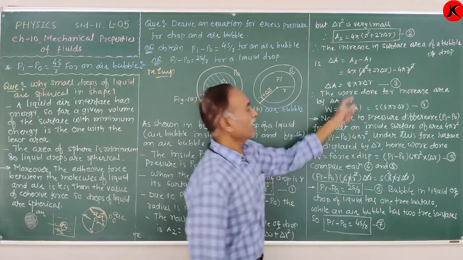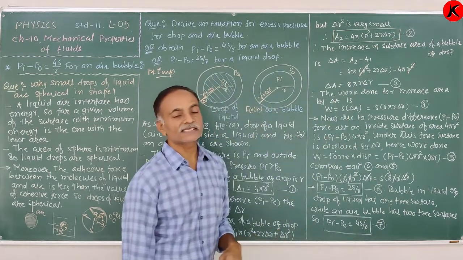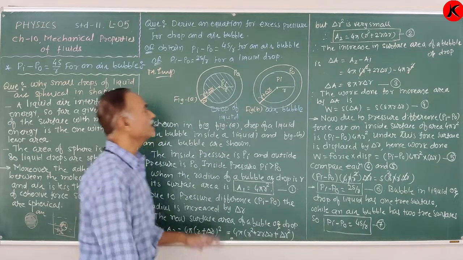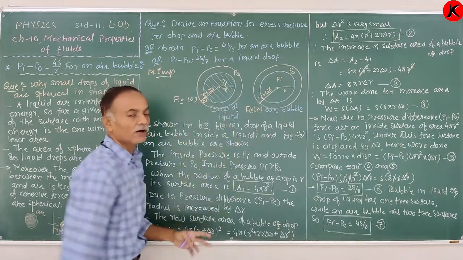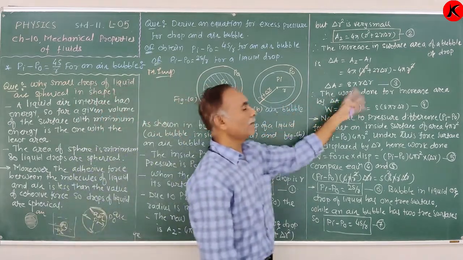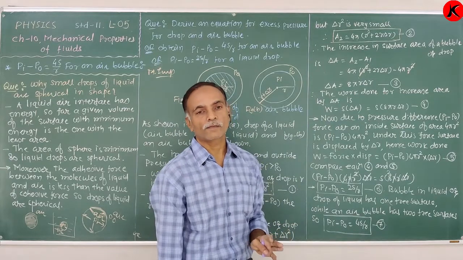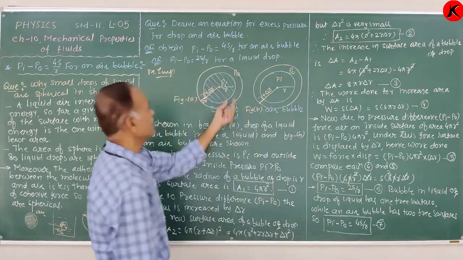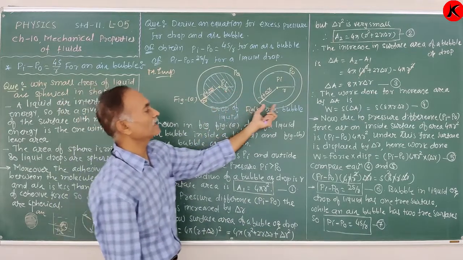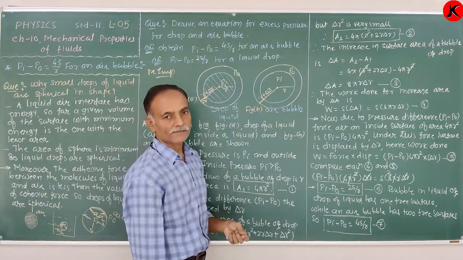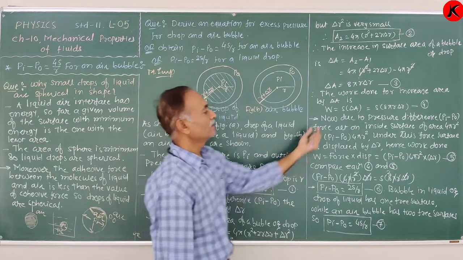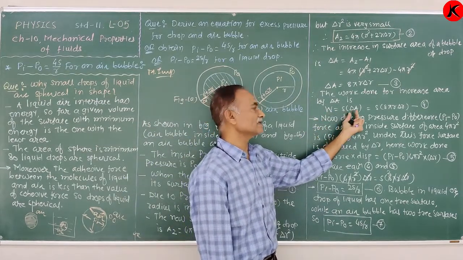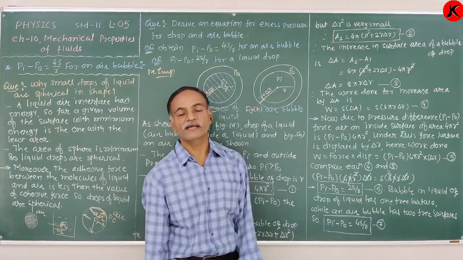Now, how much work is done to increase the area of a drop or a bubble by delta A? From the definition of surface tension, W is equal to surface tension into increase in area.